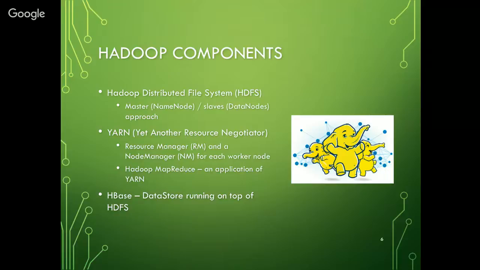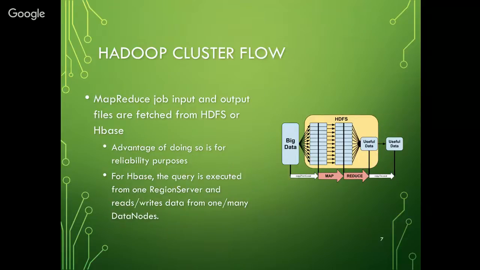Also, we're going to see what HBase is. It is a data store running on top of HDFS. HBase consists of region servers, RS, on all workers, and an HBase master, which is usually co-located with the name node of Yarn. Also, Zookeeper is the distributed coordination system used by HBase. So what is the cluster flow here?